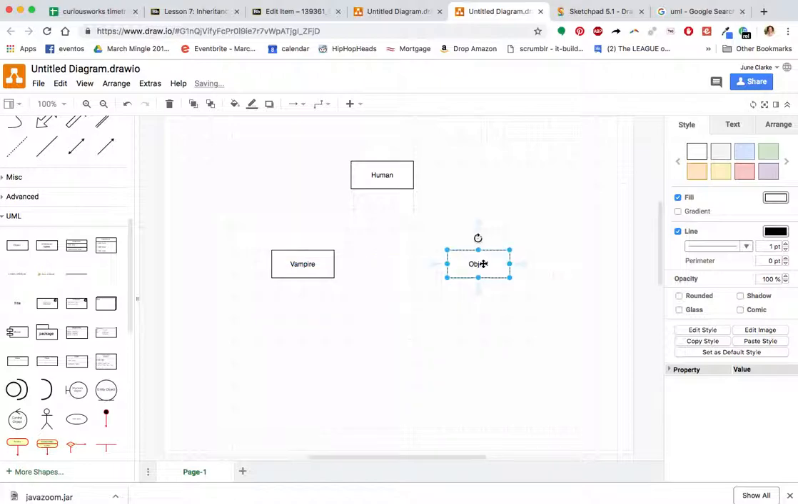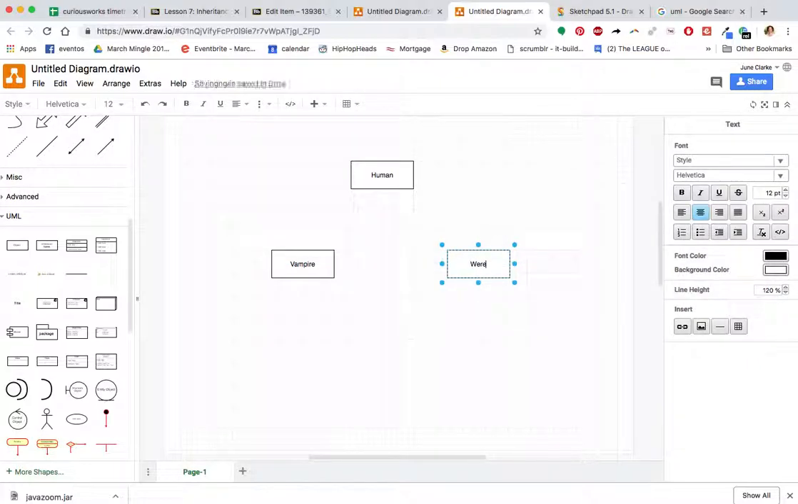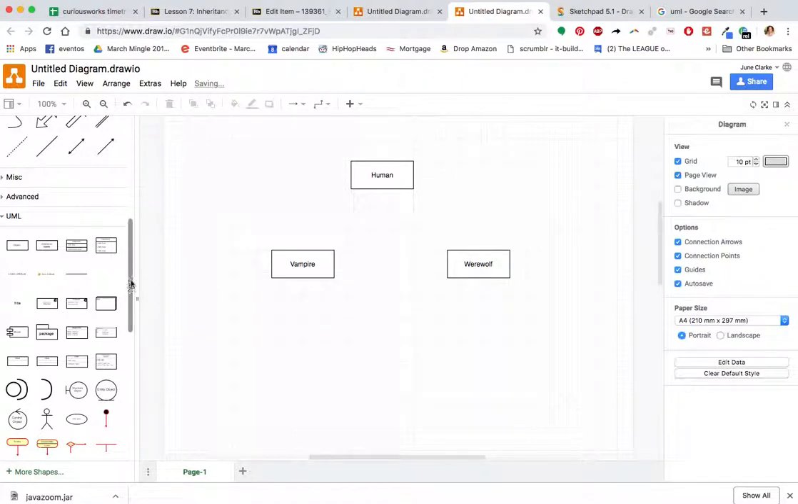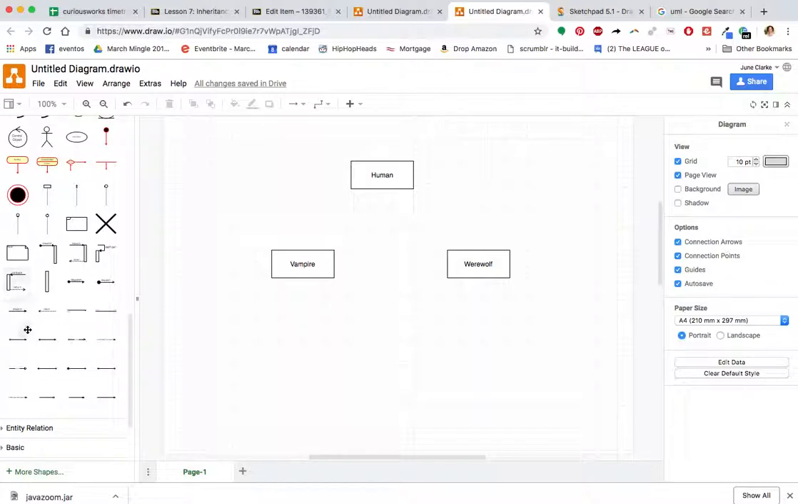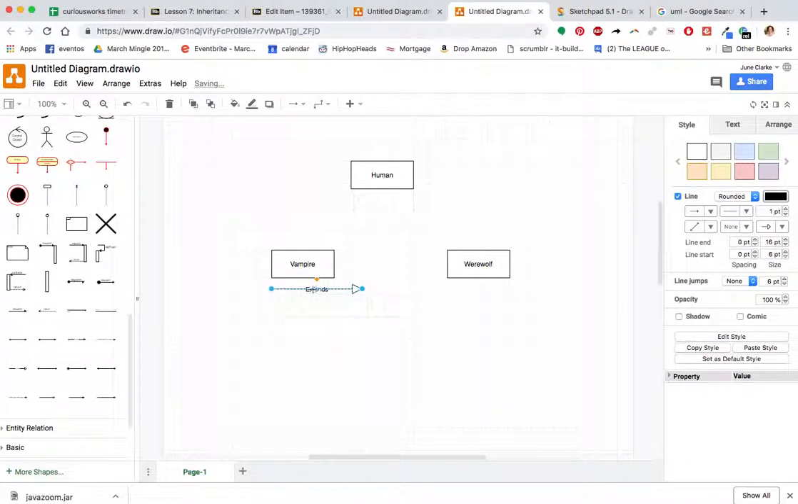And then we're going to put werewolf here. The reason here is I'm not supposed to be tripping on my Twilight business, which is terrible, by the way. I'm just wanting to show you these arrows and things.